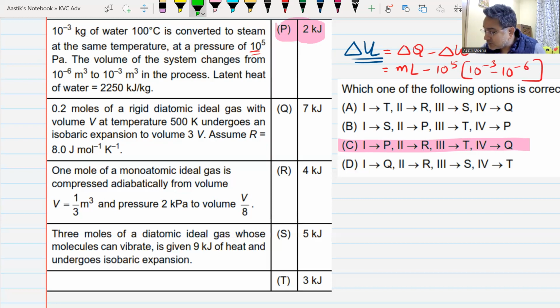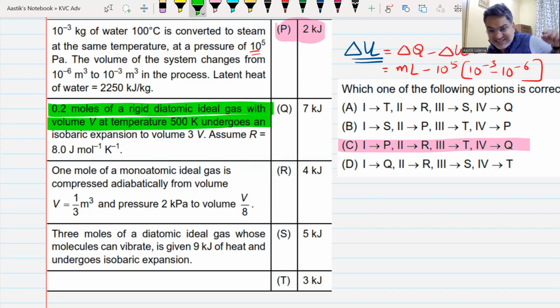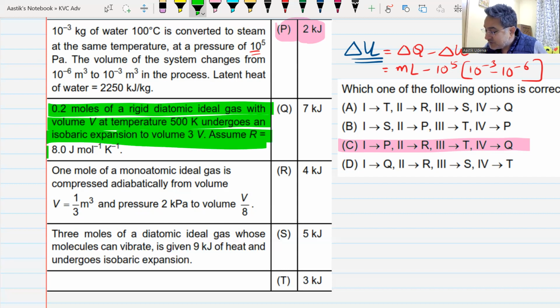What will be the answer for this question? See, 0.2 moles of a rigid diatomic gas, 5/2 R. Isobaric expansion, volume 3V. Change in internal energy: n Cv delta T. That is the answer. Do you understand this? Yes or no?